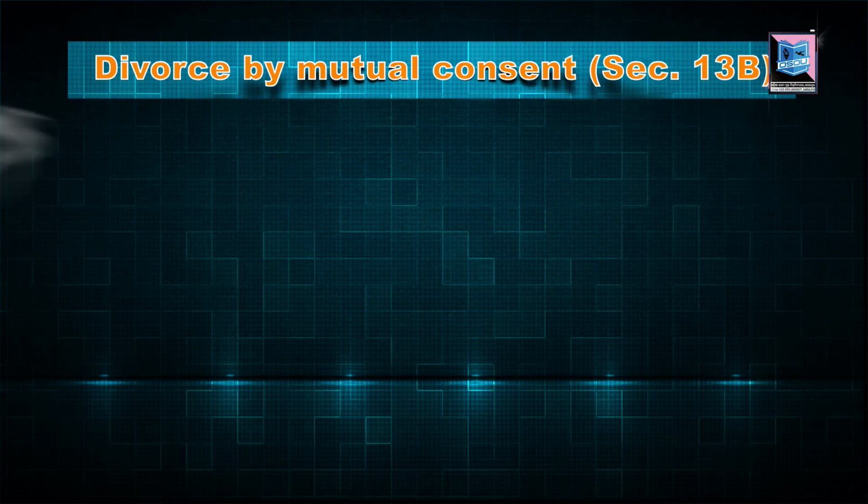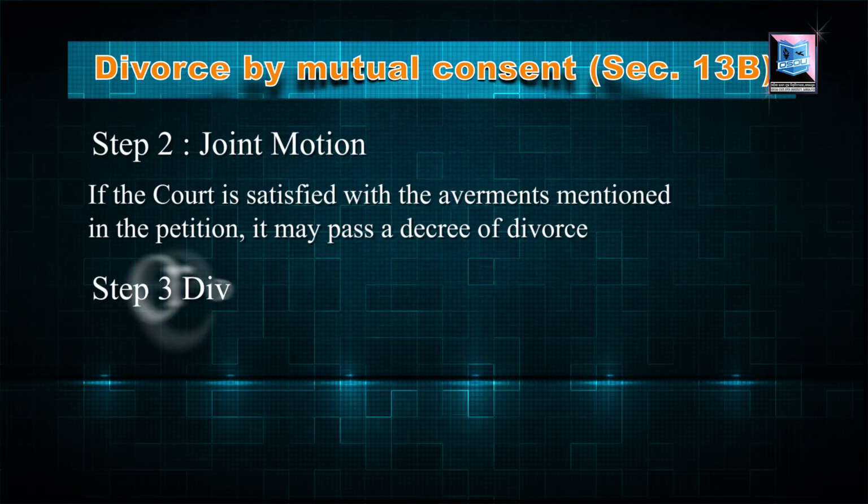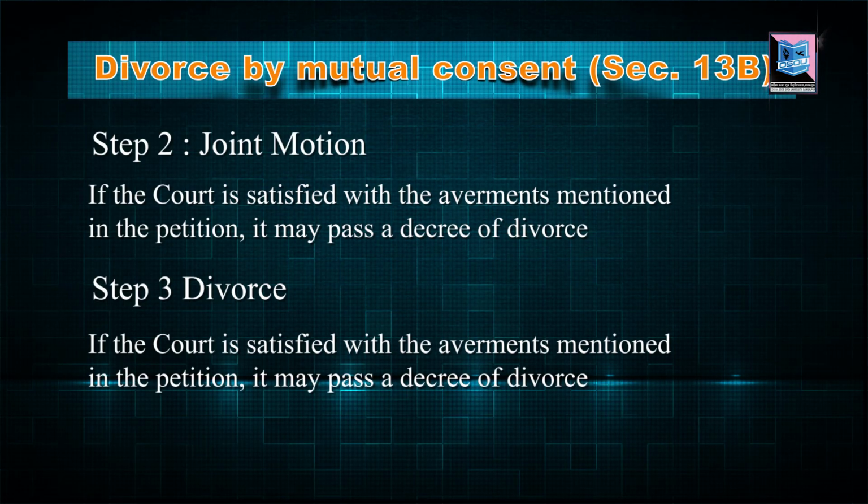The next step is step 2, which is also known as joint motion. Once the joint petition is done, the joint motion must be presented by the parties between 6 to 18 months from the date of the joint petition. So once you have made a joint petition, you have to wait for 6 months, and once 6 months is over, but before 18 months, you have to file a joint motion. Now this 6-month period which has been given is a cooling off period. Why is it called a cooling off period? Because in this period of time, husband and wife can think over whether what they want is the right thing or not, whether the divorce which they are going to claim is right for them or not. So this is the purpose of a cooling off period.